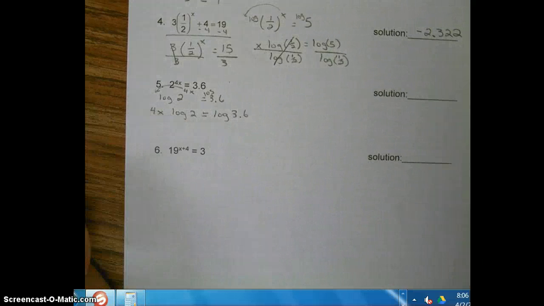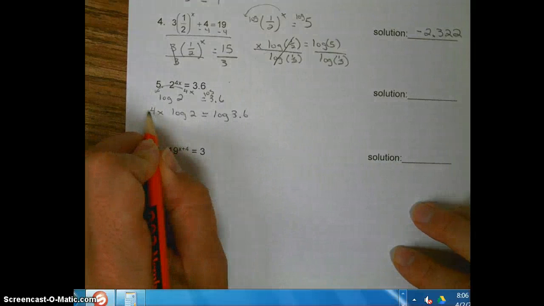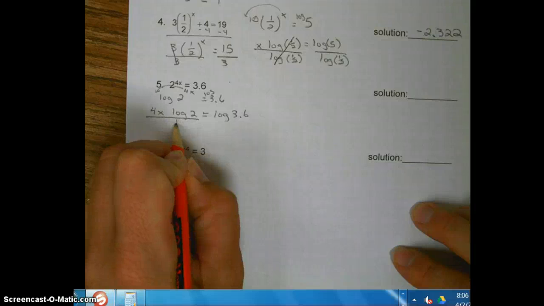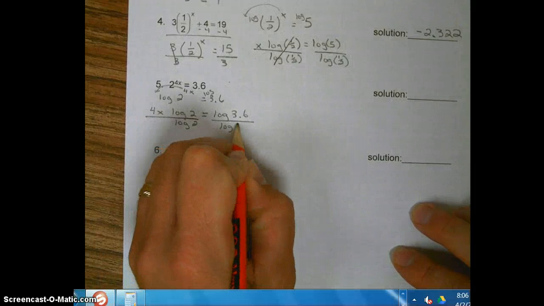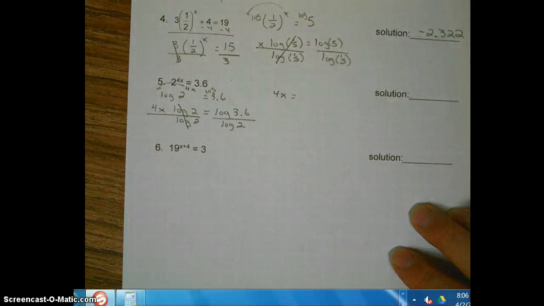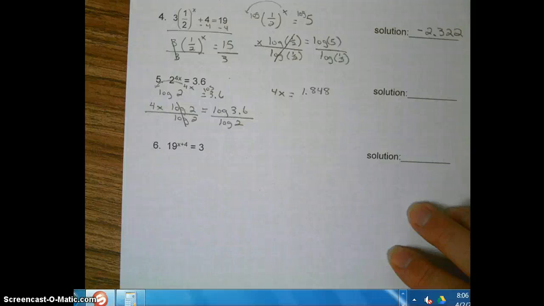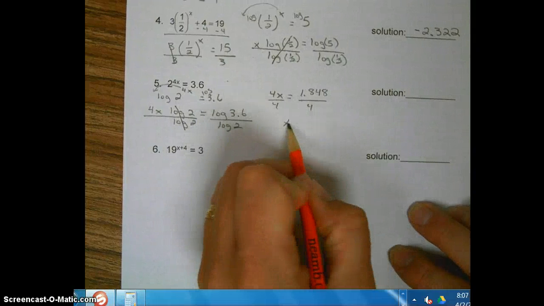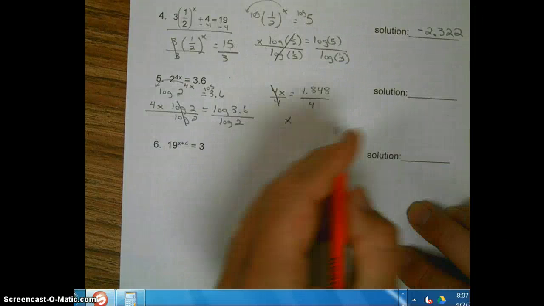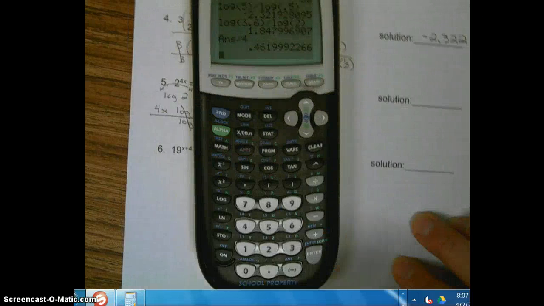Now I'm solving for x, so what I think I will do is I'm going to do these two separately. You could do them at the same time, but just to not cause any confusion here, I'm going to divide both sides by the log of 2. Okay, so that's going to give me 4x equals, and I'm plugging this into my calculator over here. All right, 1.848. That's once I rounded it. Divide both sides by 4 to finish it off. And x is going to be approximately 0.462.